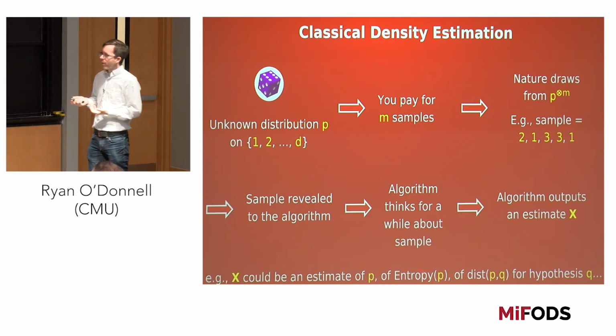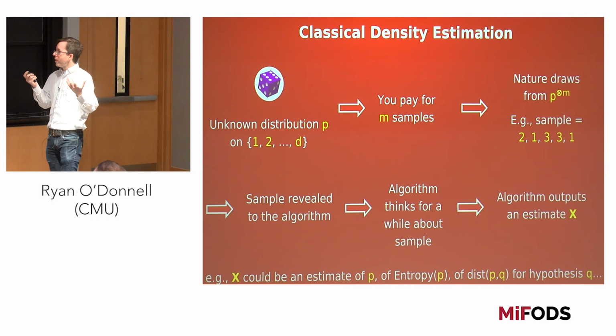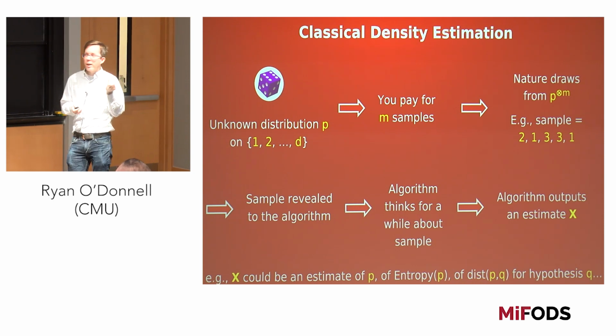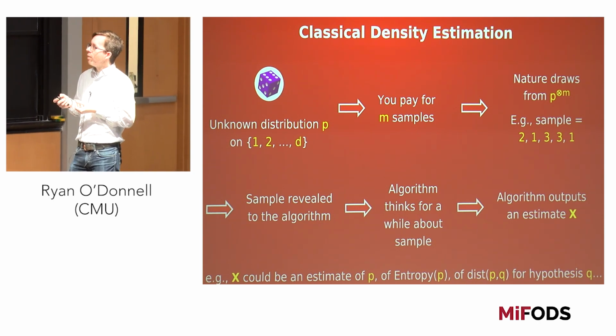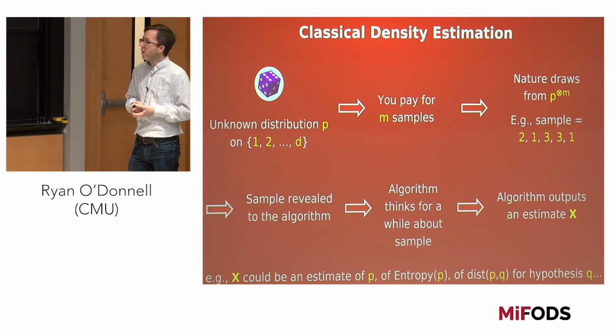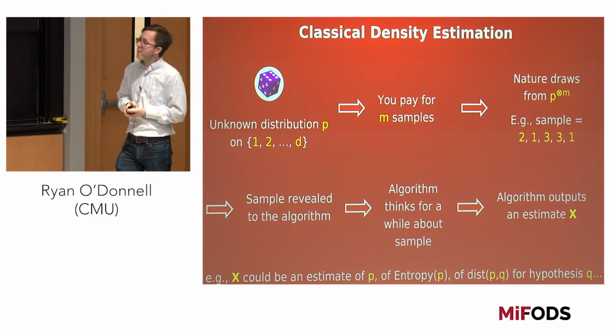But you could be trying to do some other things, maybe try to estimate the entropy of P, or maybe you have some target distribution Q in mind, maybe the uniform distribution, and you're trying to confirm or disconfirm the hypothesis that P is the uniform distribution. Okay, so there are many different things you might try to do with these samples.